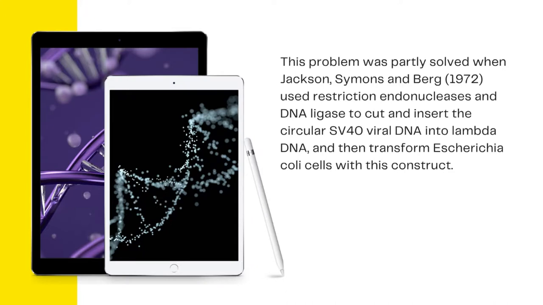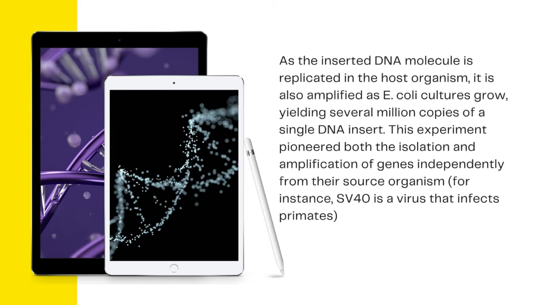This problem was partly solved when Jackson, Symons and Berg, 1972, used restriction endonucleases and DNA ligase to cut and insert the circular SV40 viral DNA into lambda DNA, and then transform Escherichia coli cells with this construct. As the inserted DNA molecule is replicated in the host organism, it is also amplified as E. coli cultures grow, yielding several million copies of a single DNA insert. This experiment pioneered both the isolation and amplification of genes independently from their source organism, for instance, SV40 as a virus that infects primates.